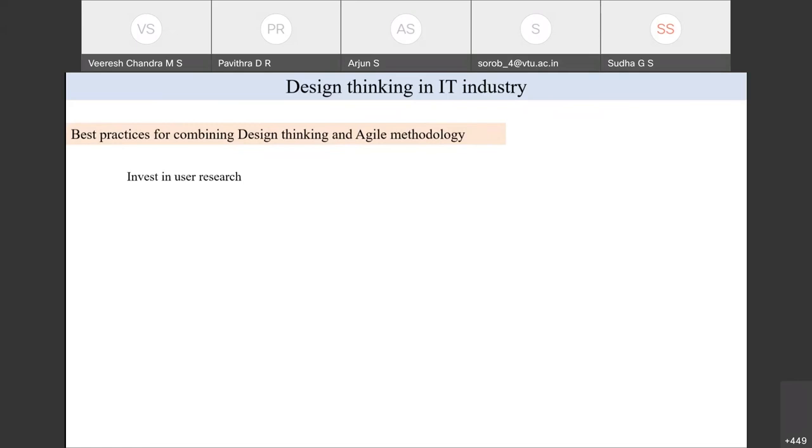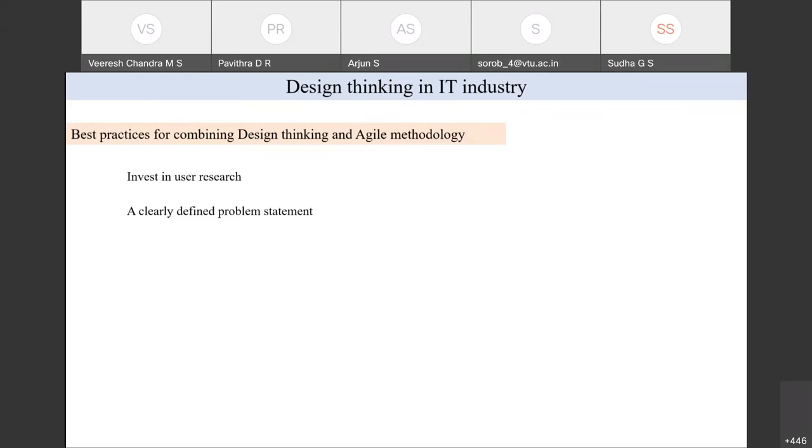We should go to him. The company may not give you leave to go to him and ask questions. The company may not provide you TA, DA, whatever it is. So the companies or the industries should invest in user research. Then a clearly defined problem statement should be there. When there is an investment in user research, people will go to the users and get what exactly the requirements of the users are. Once they get it, the problem can be defined very beautifully.